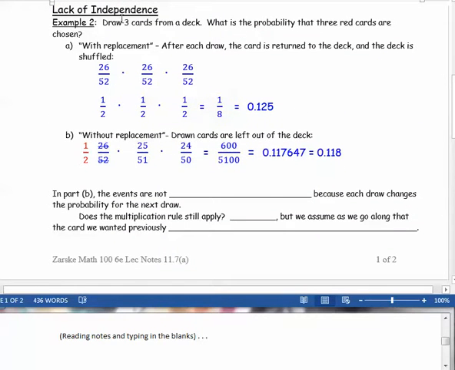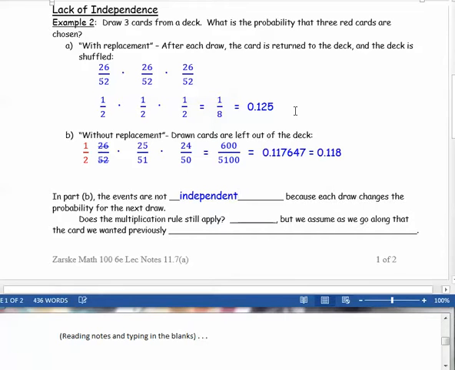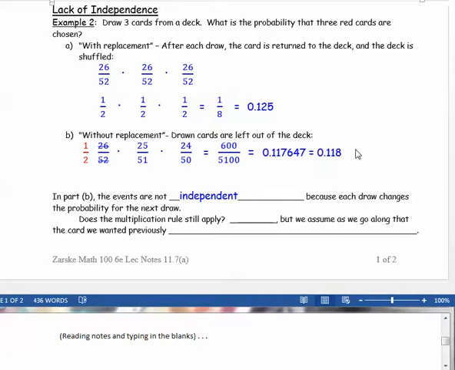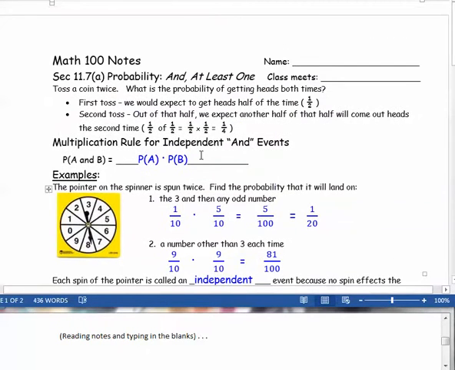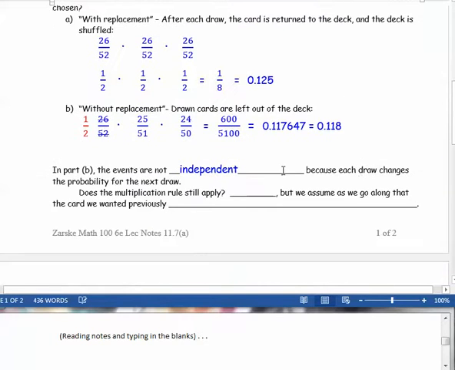We've been talking about independence. Well, in part B, the events are not independent. Independent events means the probability of one does not affect the other, like cards or dice, but if you're going to remove cards, you are affecting the probability as it goes along, so this is not independent. Well, our original multiplication rule says it was for independent events. So does the multiplication rule still apply? Well, yes, it does. We still multiplied.